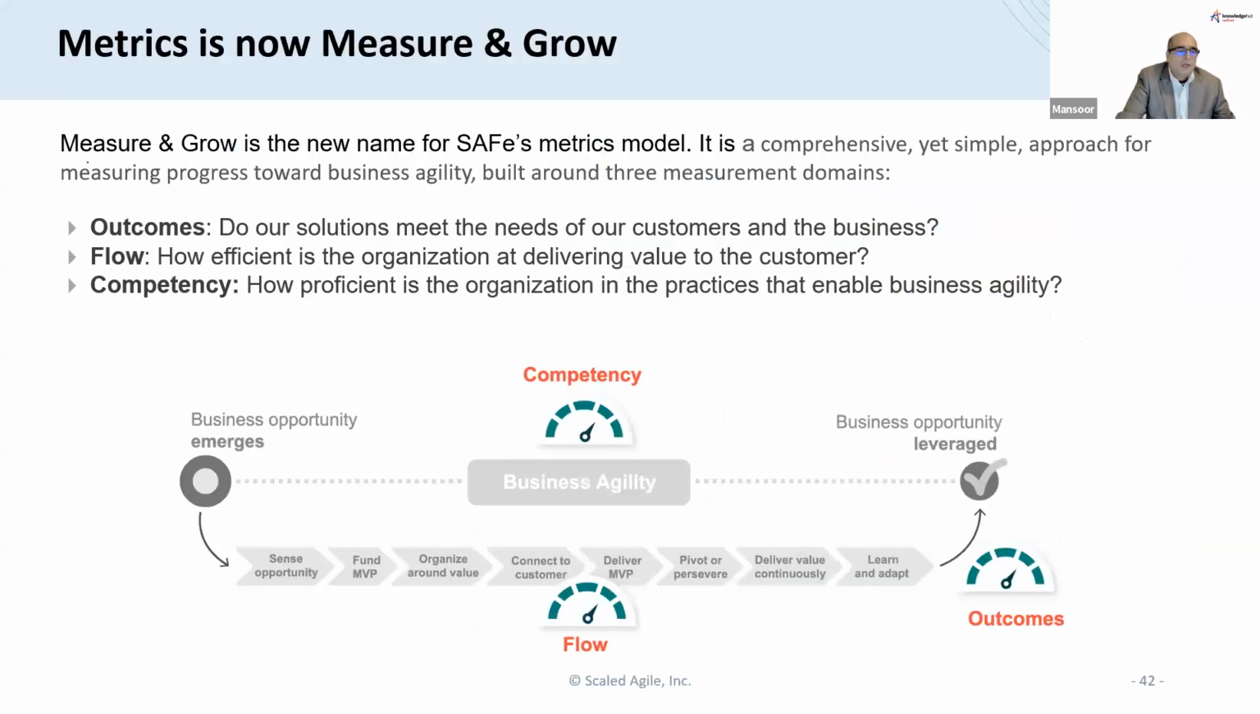It talks about how we measure the outcomes, the flow, the competency, right? So measuring plays a very important role. Competency is how proficient are we in the skills to achieve business agility. Flow is about how effective and efficient are we in delivering value to our customers, and outcomes, are we meeting the outcomes for our customers. So that is very important to know all these 3 things.